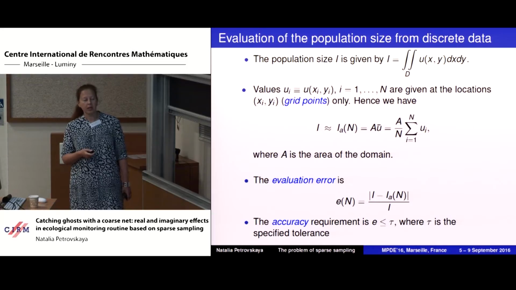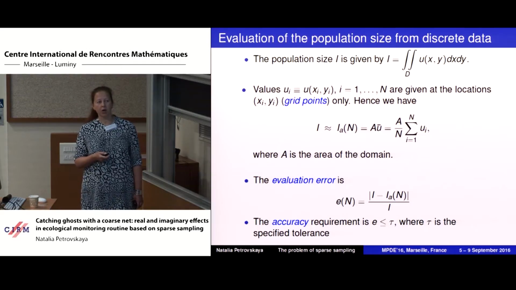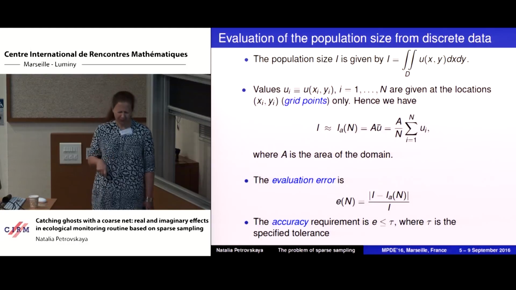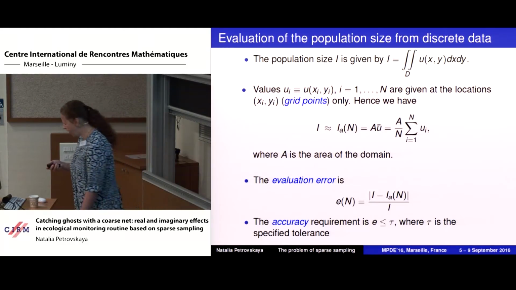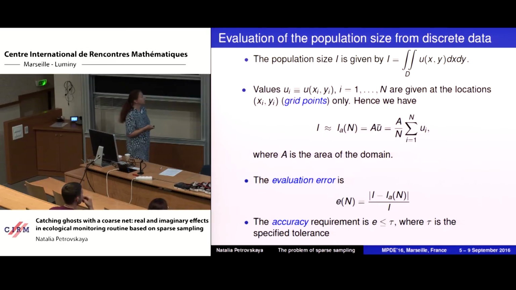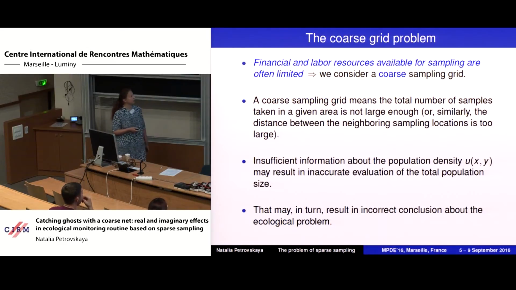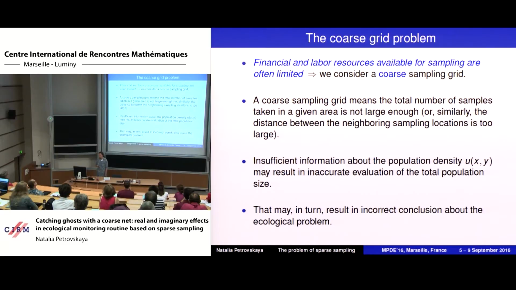So in our ecological problem, normally we have some specified tolerance, and we want our evaluation error to be within those limits. Okay, so it looks very simple and straightforward. What is the problem then? The problem is that in very many cases, we are not able to install as many traps, or more generally as many sampling devices, as we like.